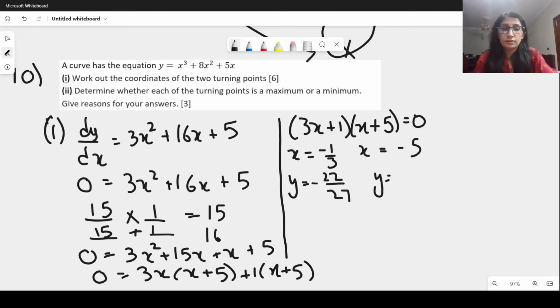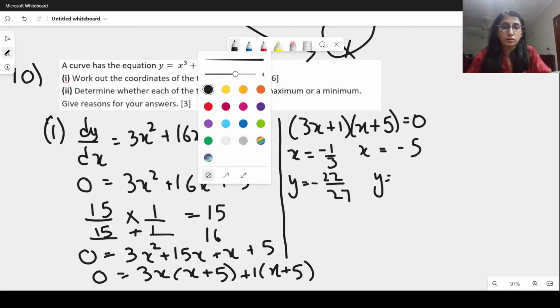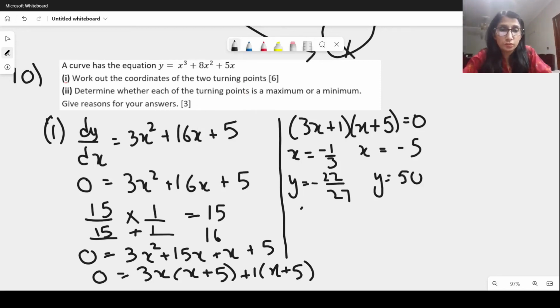Okay. And then I'll substitute minus 5. Let's do that. That gives me 50. So the two coordinates of the stationary points are minus 1 by 3 comma minus 22 over 27, and minus 5 comma 50.